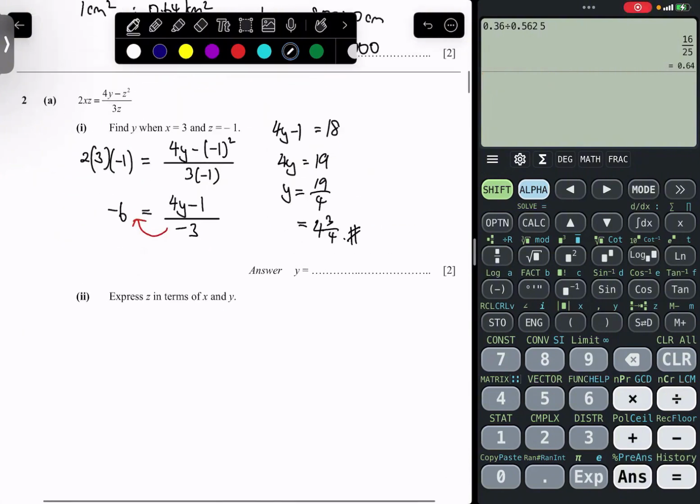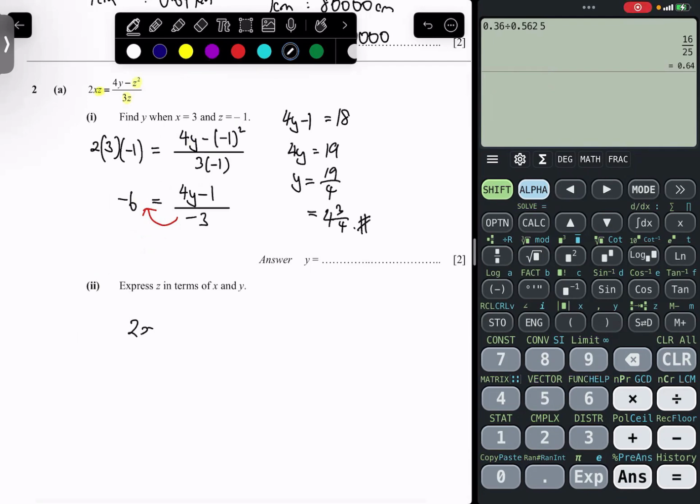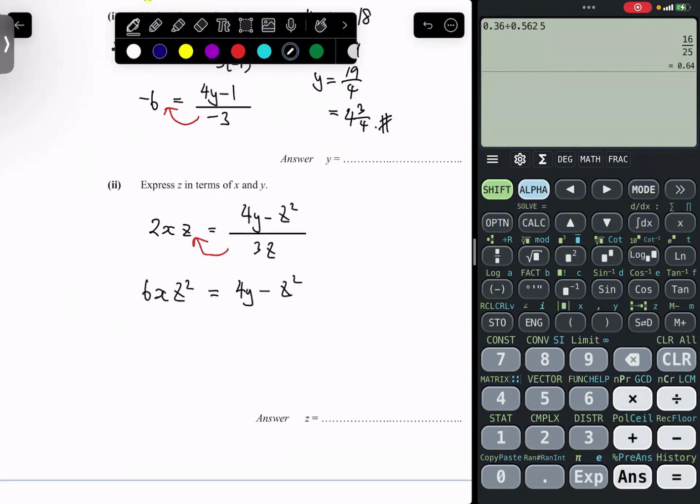To express z in terms of x and y. There are so many z's down here, so we pay special attention to the z. So 2xz equals 4y minus z squared over 3z. The first step we'll do is to cross multiply this one out. So we'll have 6xz squared equals 4y minus z squared. Bring the z squared to one side. So 6xz squared plus z squared equals 4y.